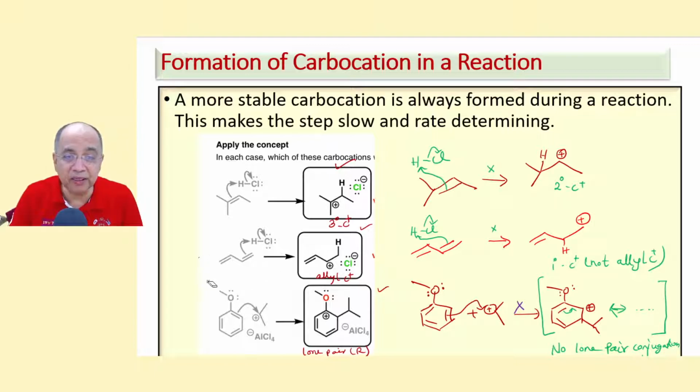Similarly, if you take a conjugated diene, then you have added one H plus. If H will be joining here, plus will be coming here. And by that, again, it is a stable allylic carbocation. But if hydrogen will be joining here, and plus will be coming here, it will be an unconjugated, it's not an allyl, it's an unconjugated 1-degree carbocation, which is less stable. So such a thing does not happen.